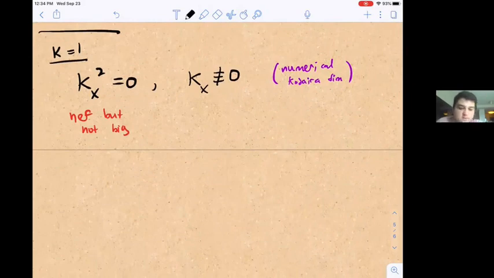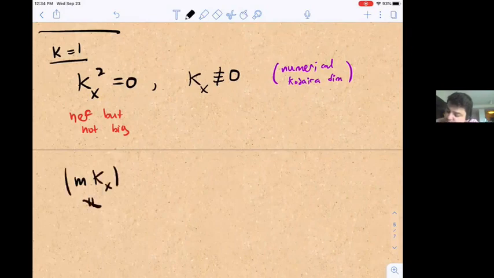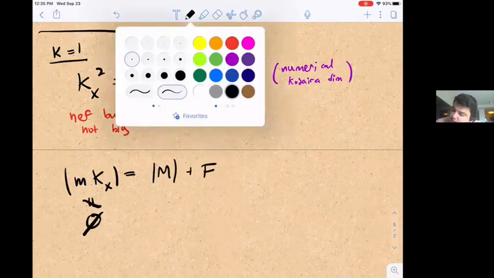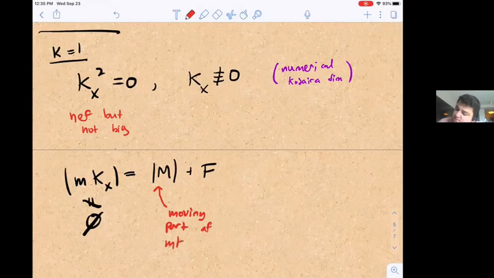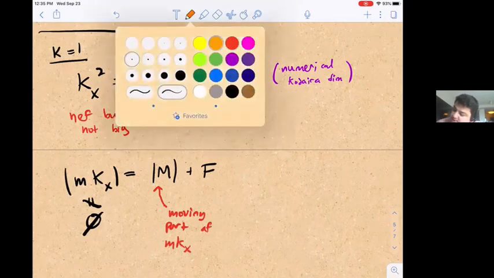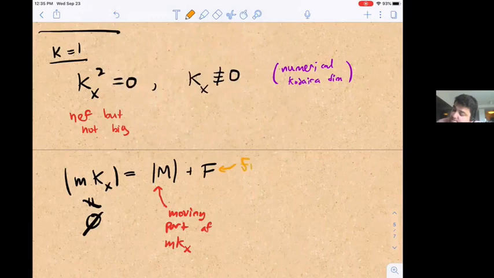Okay, so in this case, let's look at our mK_X, which is non-vanishing. So we have some m where we actually have sections. Let's write this as M plus F, where M is some divisor, and this linear series of M is the moving part of mK_X. And this is the fixed part.